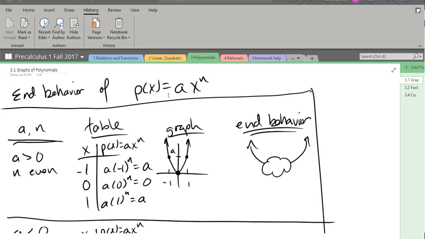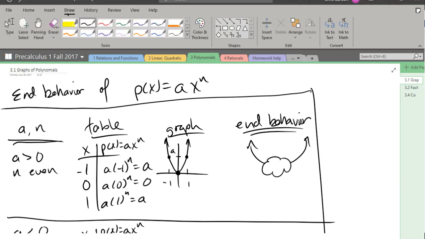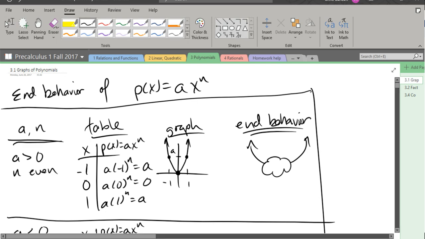We're going to look at the end behavior of a power function. Now I've called this function p of x, p for power function. Let's go ahead and look at what happens when there's two variables or two constants here. There's a and there's n. And we're going to look at some different possibilities here.